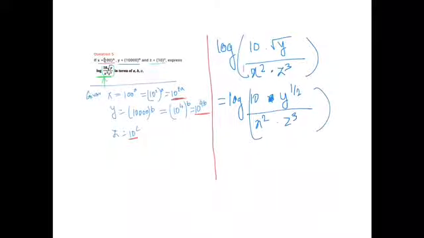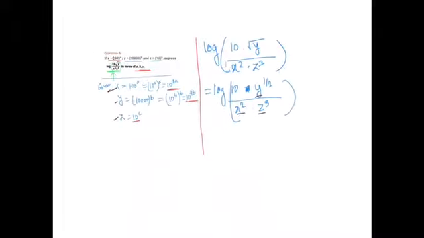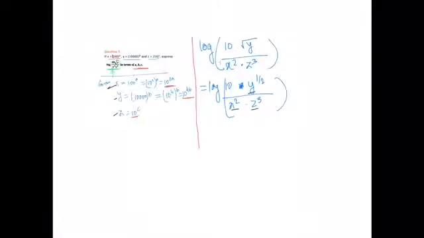Now I can replace the values of x, z and y from this, and this. I must replace because I want the answer in a, b, c. I don't want it in x, y, z. So let's see what happens. Log 10. Instead of y I can write 10 to the power 4b.